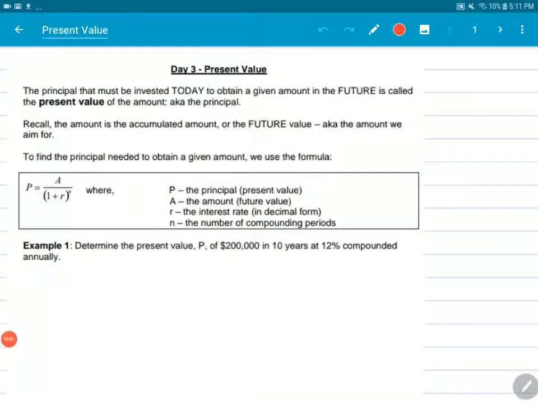Hello everyone. Today we are continuing with our learning of compound interest, but now we are extending it one step more, and we're talking about present value. And what that basically means is you're working backwards.